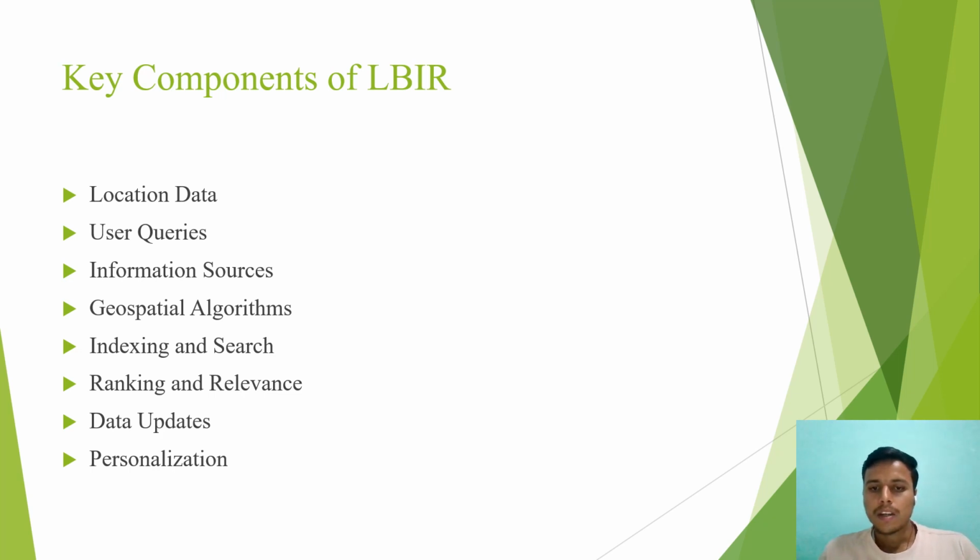These algorithms determine the proximity of the location to the user, calculate distance, and rank results based on relevance to the user's location. Next point is indexing and search. This feature is provided in location-based information retrieval. This is most important. The search for a specific location can happen in it, and indexing means when you search a specific location, it will give some nearby locations to you at the top of the list.